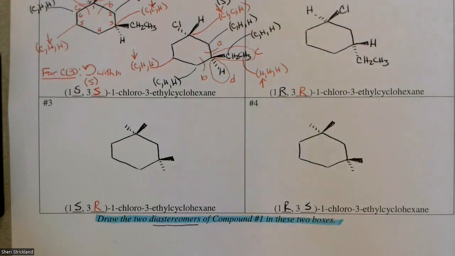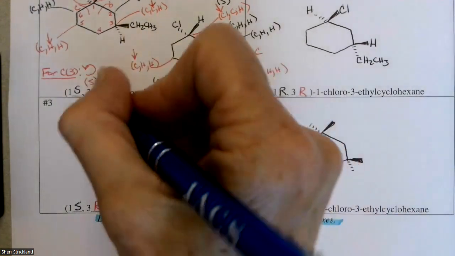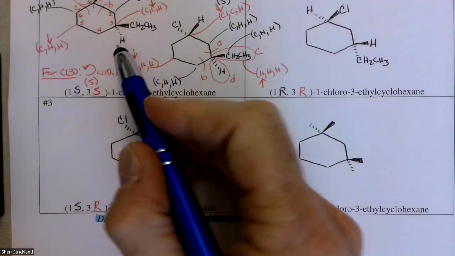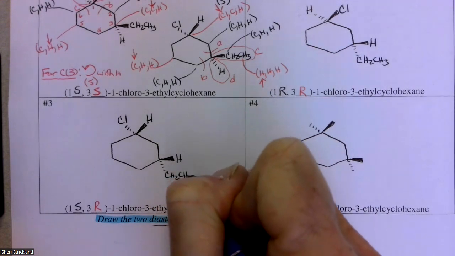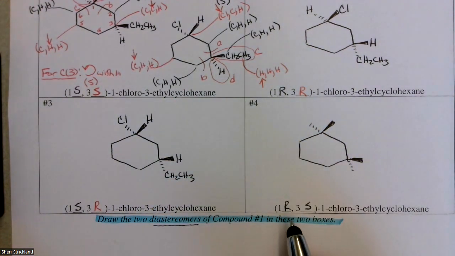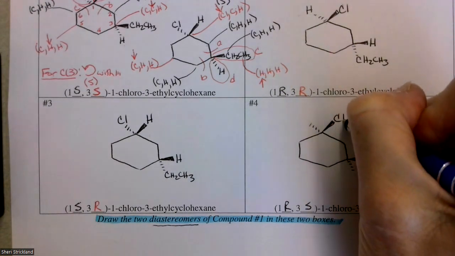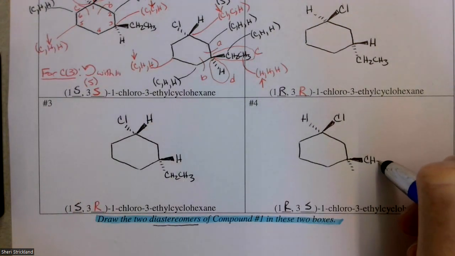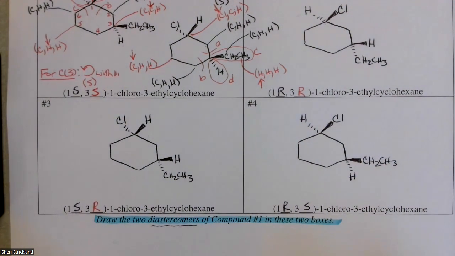All right, welcome back. So wherever it's the same as carbon 1, you just draw it the same. And wherever it's opposite, then you draw them opposite. So that gives us one of them. And then over here, it's opposite on the first one. And then it's the same on the second one. And now we've cataloged all of the possible stereoisomers for this particular connectivity.